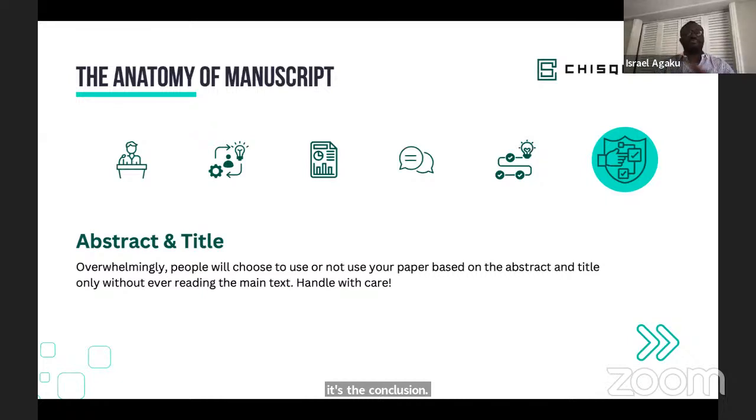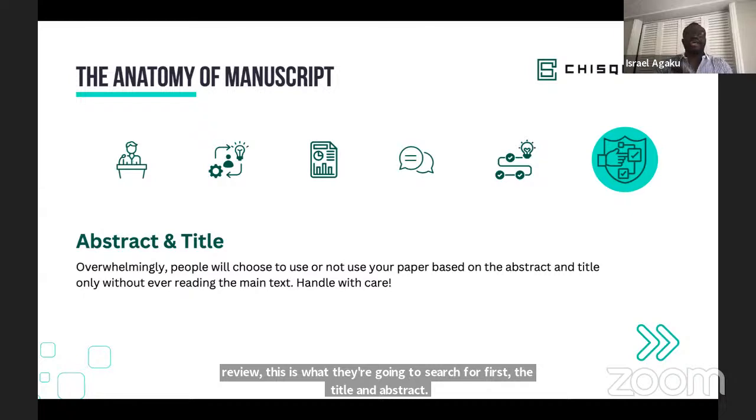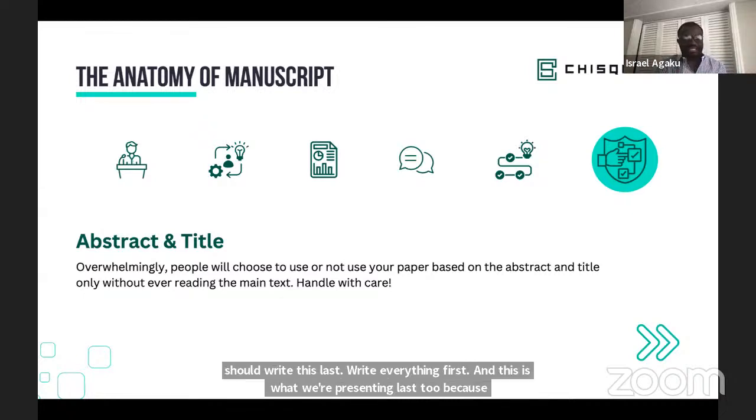This is the most important part of a manuscript because this is the first thing that the reader is going to see. If someone is doing a systematic review, this is what they're going to search for first, the title and the abstract. You should write this last. Write everything first, and this is what we're presenting last too, because logically, that's the last thing to be written.